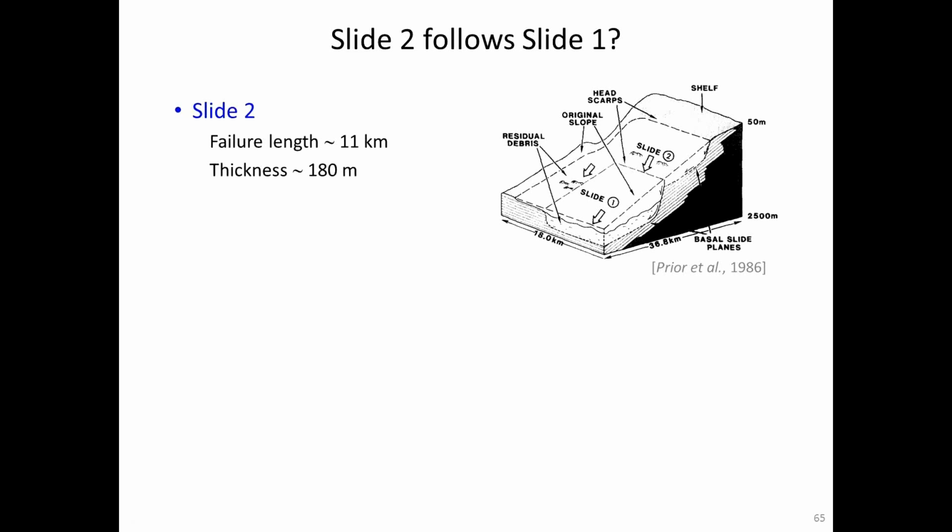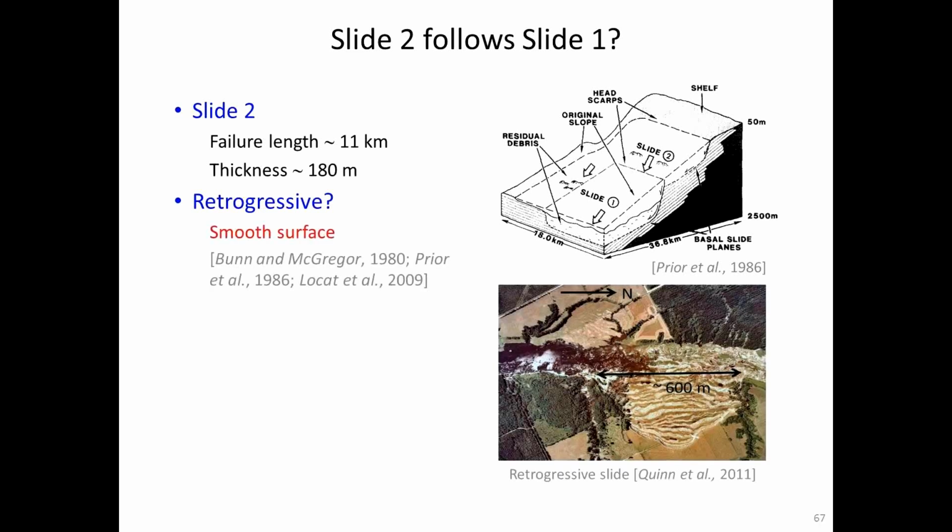But the question in this analysis is whether we may consider that this slide happened retrogressively. A retrogressive slide means the slide 2 failure is happening little by little. But this is probably not the case, because from the submarine reconnaissance reports about the Currituk slide, they have a fairly smooth surface, a very clean cut in the slide 2 area. And if you take a look at the examples of retrogressive slides in this color picture, we have a bunch of residues on the sliding surface. So slide 2 probably did not happen retrogressively.